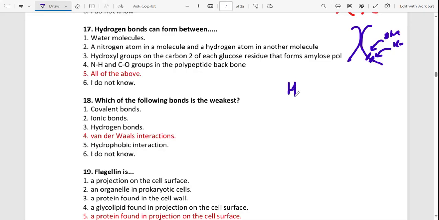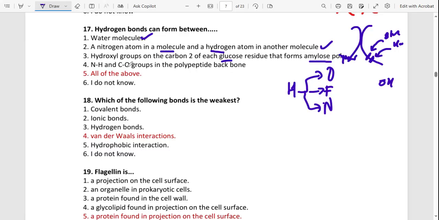Hydrogen bonds will form between hydrogen and any atom that contains oxygen, fluorine, and nitrogen. So they can form in water molecules, or between a nitrogen atom in one molecule and a hydrogen atom in another. This is also true. The hydroxyl group, that's the OH, on carbon 2 of the glucose residue that forms amylose. This is also true. Okay, amylose polymer.